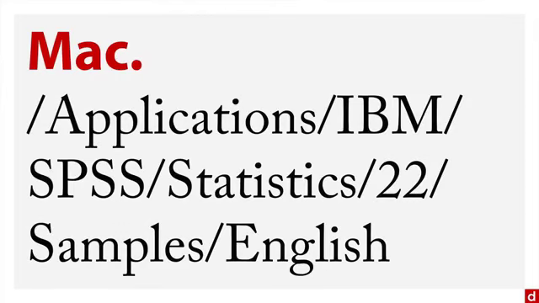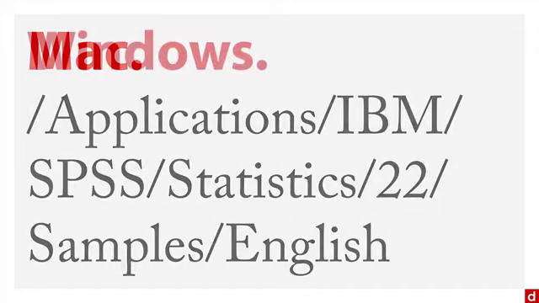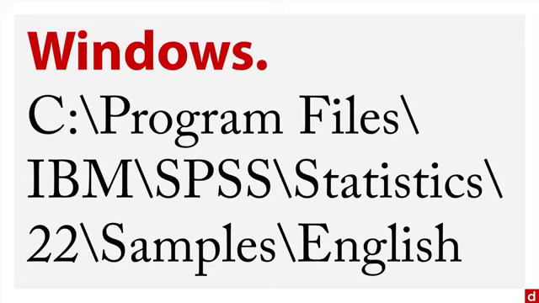Now, if you're on a Macintosh like I am, then it's going to be in your Applications folder under IBM SPSS Statistics 22, or whatever version you're using, then Samples, and then in English, then you'll have them. In Windows, it's a little bit different. It's going to be C, Program Files, IBM SPSS Statistics 22, or whatever version you have, Samples, and then English. So you have to navigate to that manually in order to be able to find those.